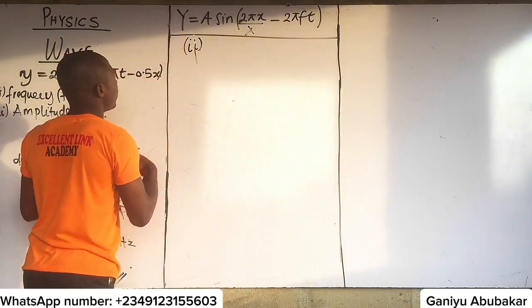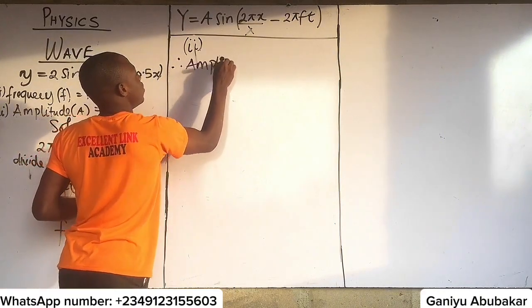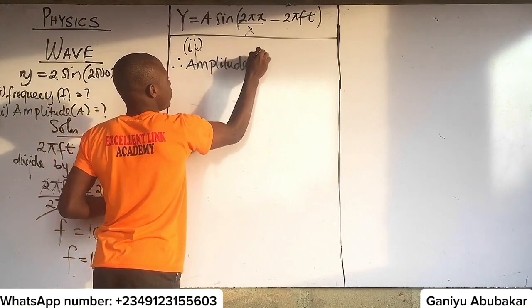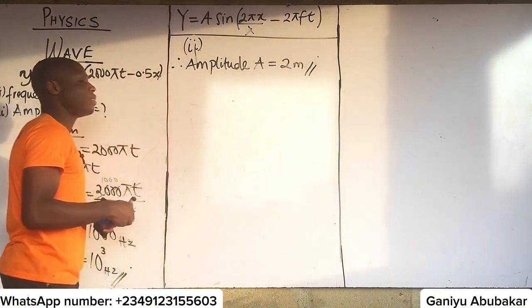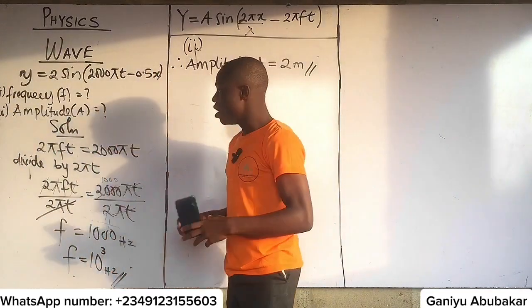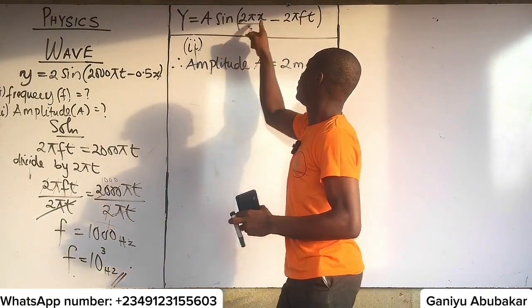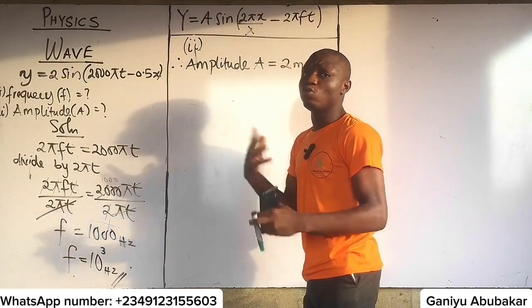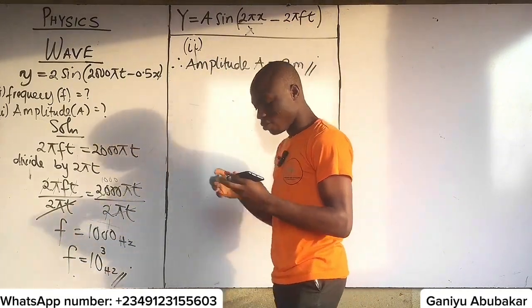So therefore, the amplitude, which is A, is equal to 2 meters. Please, very important, 2 meters. All right, so that's the first question here, and this is how you solve it. Check out for your t and x. Anything I told you to look for, check it out for your x and t if it's a standard equation.